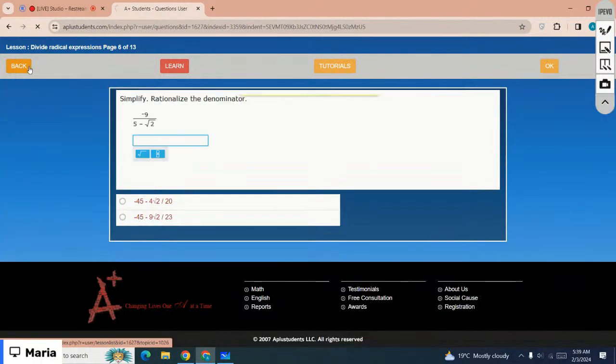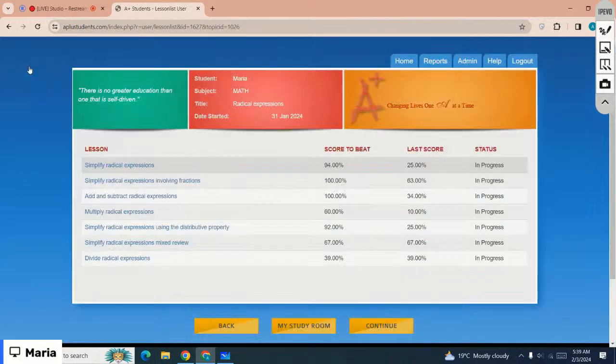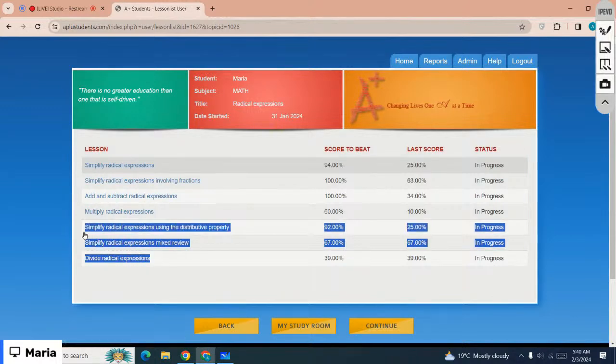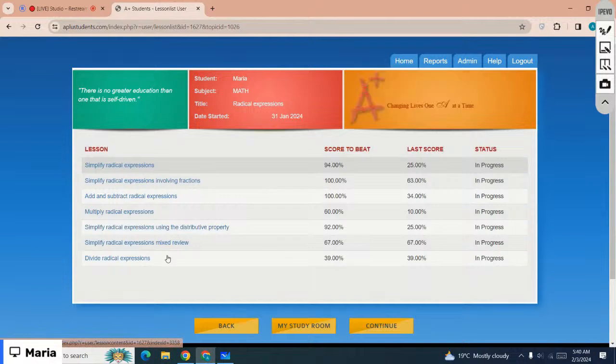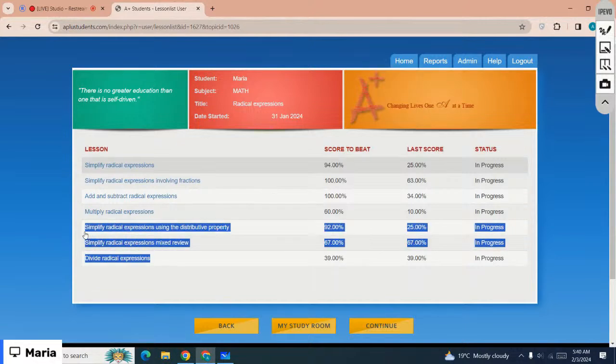Okay, you can complete the lesson by yourself later today. So we were working on grade 9 math. The chapter we're working on is radical expressions, and the lessons we have covered today are simplify radical expressions using distributive property, simplify radical expressions mixed review, and divide radical expressions, right? So please make sure before the next session you complete all the practice questions for the lessons we just did. That is your homework until next session, right?